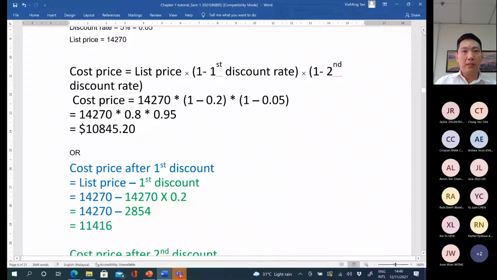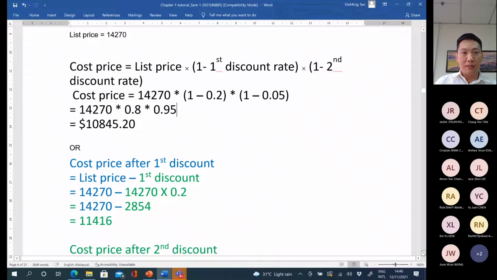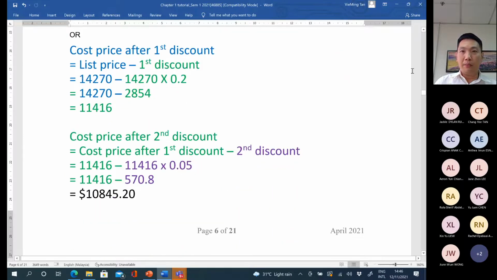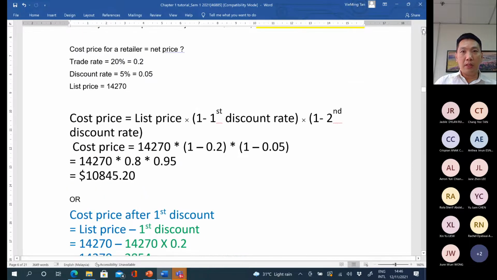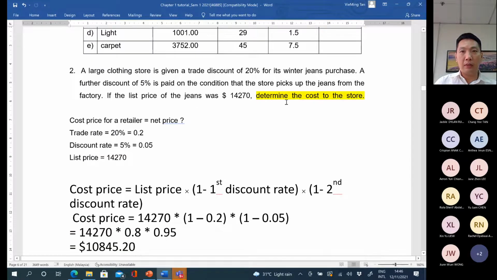So any other questions on this part? The problem for this question is because of this sentence. The last sentence is not clear whether the cost is for who. Actually, it's for the retailer, not for the store. It's not for the large clothing store. It's for the retailer or a buyer.